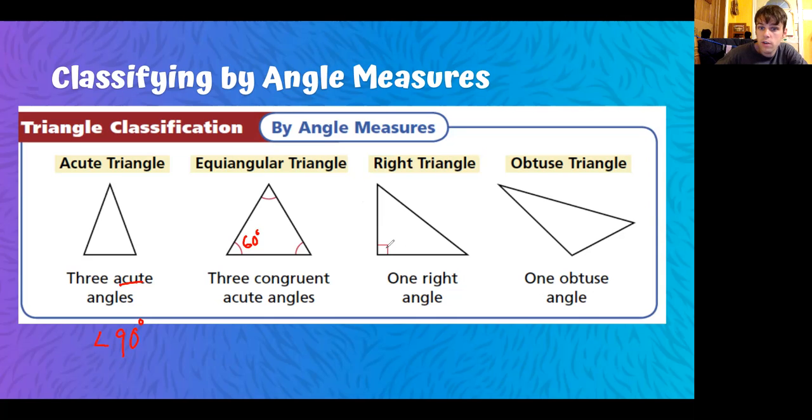A right triangle is where we have one right angle. The others can't be 90. They would actually be acute in this case. One right angle makes it a right triangle. And an obtuse triangle means we have one angle that is obtuse, which means that it's greater than 90 degrees. Greater than 90 degrees. That's what we're talking about when we say obtuse.